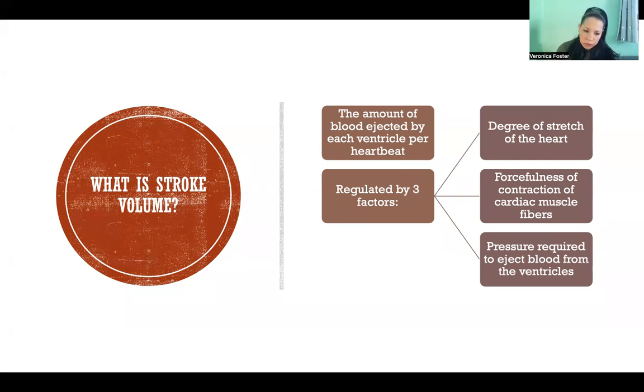So the amount of blood that's ejected is regulated by three different factors, and I'm going to discuss each of these individually. So the degree of stretch of the heart, forcefulness of contraction of the cardiac muscle fibers, and the pressure required to eject the blood from the ventricles. So the first two are pretty intuitive. We'll go through those quickly. And the last one with the pressures is a little bit more complex. So I'll discuss that one last.